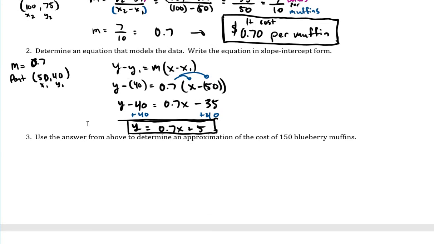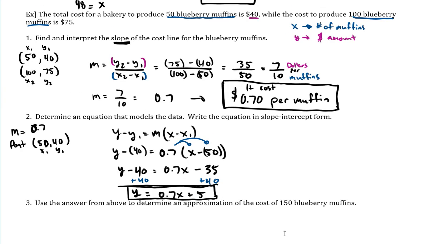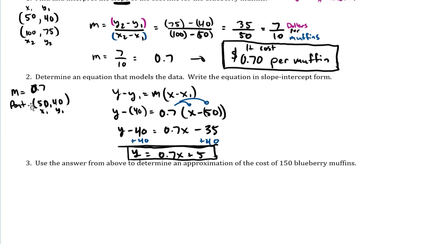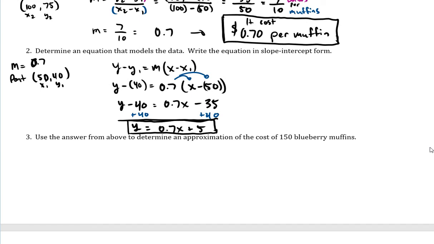So from there you can plug in whatever values you want to figure out the cost. Okay, and we can also check it, like if we plug in 50 and 40, it should work out. And if we plug in 175, it should work out just fine. Okay, so let's see number 3, where we've got use the answer from above to determine an approximation of the cost of 150 blueberry muffins. Okay, so this is saying use x equals 150. So we'll use this equation. So y equals 0.7, but change the x into 150, plus 5.